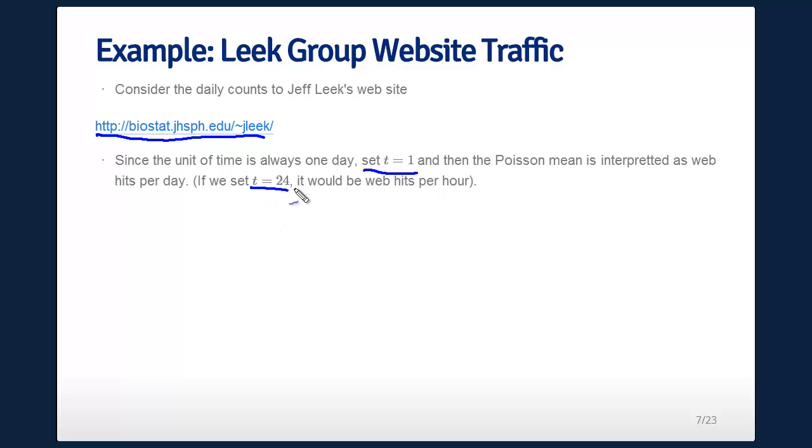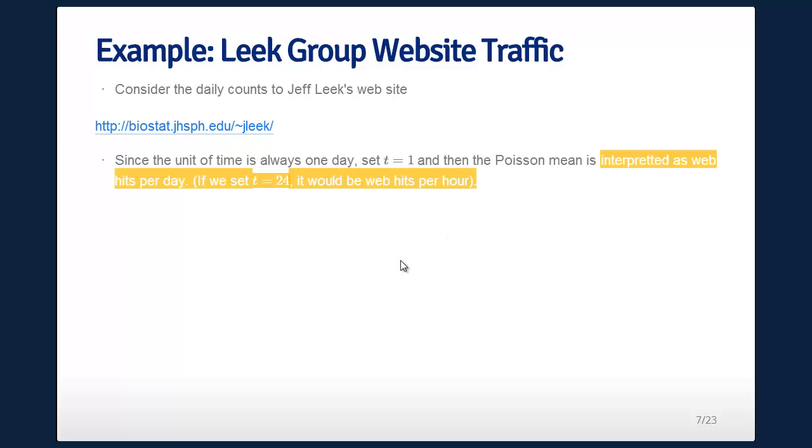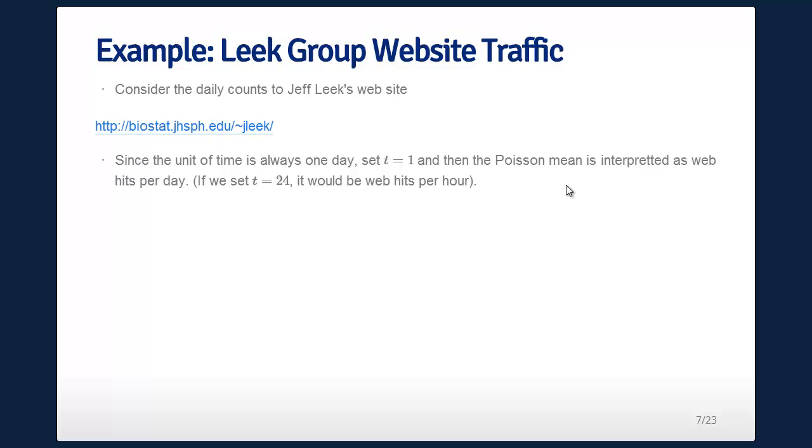Just to give you how this works, if we had set t equal to 24, and the measurements were per day, then the lambda that we would get out of the model would be interpreted as web hits per hour. I hope everyone sees that. That's easy.